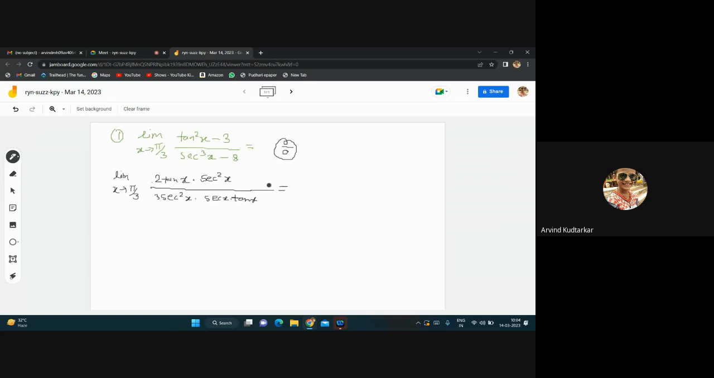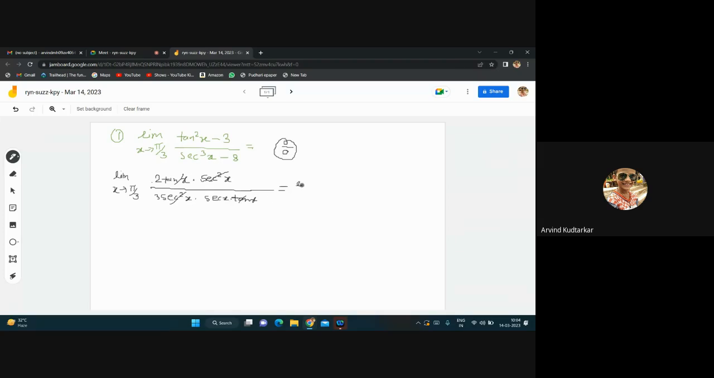So when you apply the limit to the function, will you get the finite limit? No. Before that, you have to simplify the terms. Here in the numerator there is sec square x, and in the denominator sec square, they get cancelled. Tan x, they get cancelled. So what is remaining? 2 by 3 into sec x.